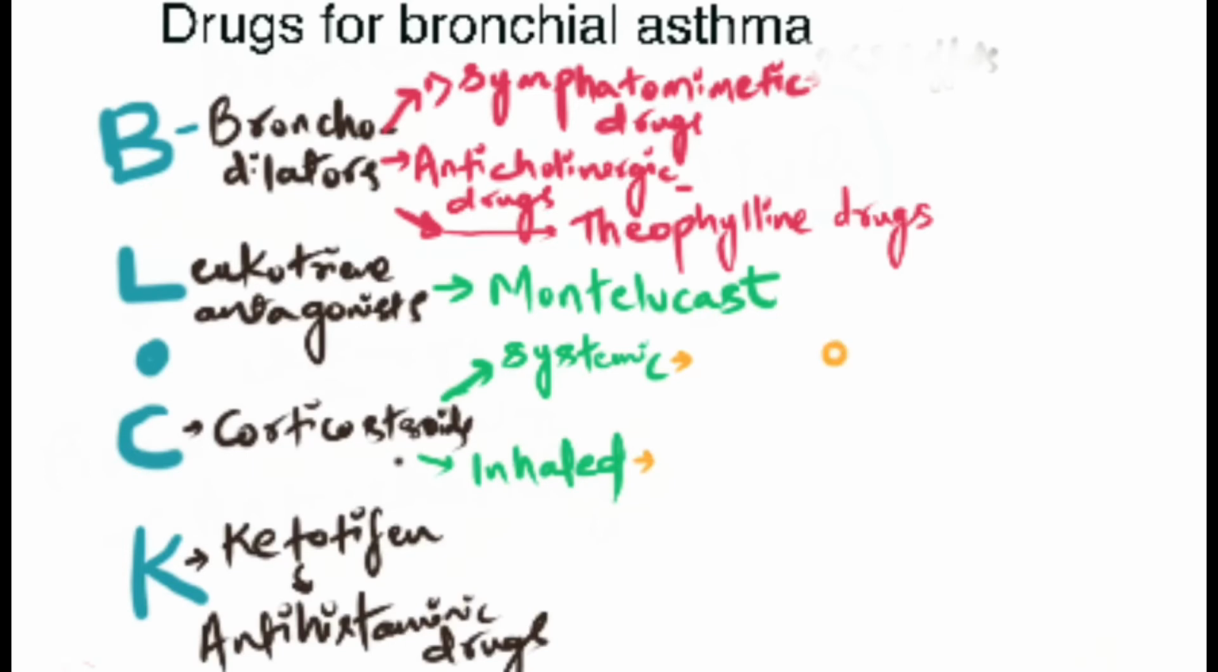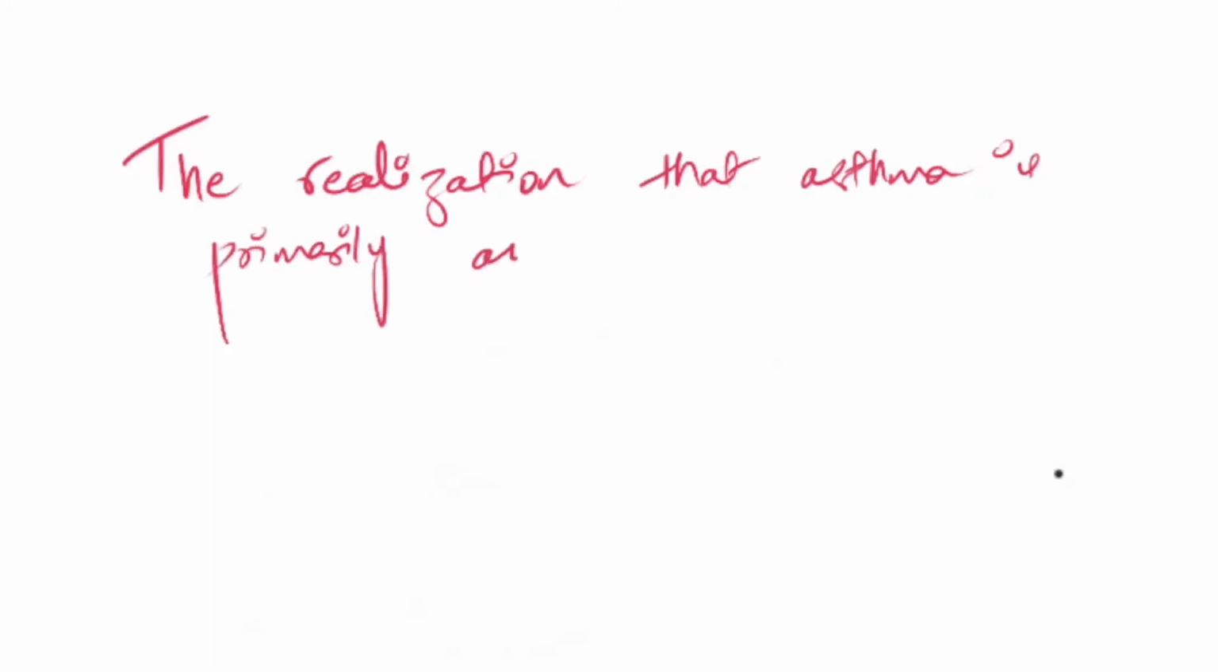Every time after writing so many drugs, I'm like, oh, too many drugs. So for these corticosteroids, let's just write one: from systemic we have prednisolone, and from inhaled we have beclomethasone. Let me explain these corticosteroids because it is important. The realization that asthma is primarily an inflammatory disorder is why corticosteroids are required, because they are anti-inflammatory.